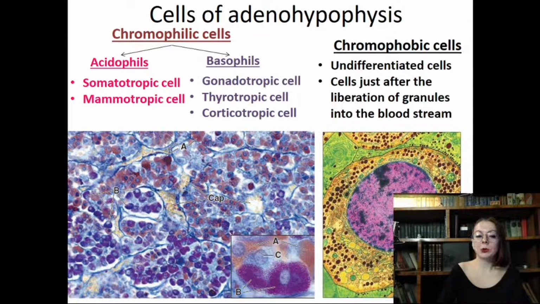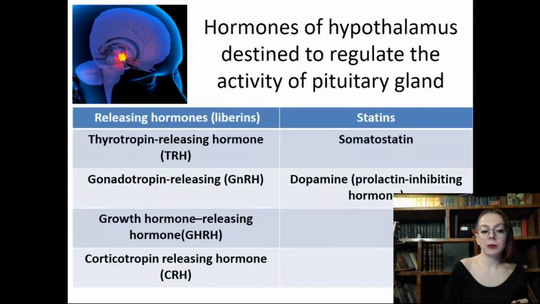Okay, so now we understand that there are 5 types of cells producing 6 hormones, and the question is how the activity of those cells is regulated. To understand that, let's return to the hypothalamus and to the second group of its hormones. This group of hormones controls the activity of adenohypophysis of those 5 types of cells with the help of 2 groups, releasing hormones or liberins. They stimulate adenohypophysis to produce something, or statins. Those hormones, they inhibit the activity of anterior pituitary.